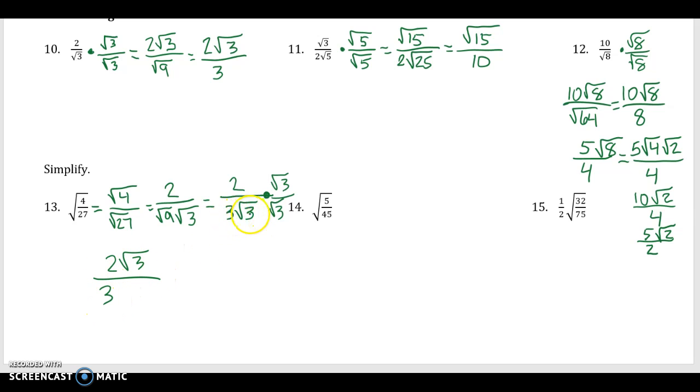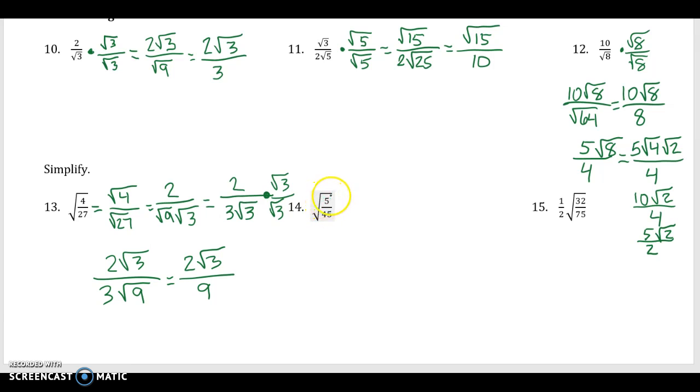That's from here. Square root of 3 times the square root of 3 is the square root of 9. So we now have 2 times the square root of 3 in the numerator. In the denominator, we have the square root of 9, which is 3. And 3 times 3 is 9. All right, the last couple here.